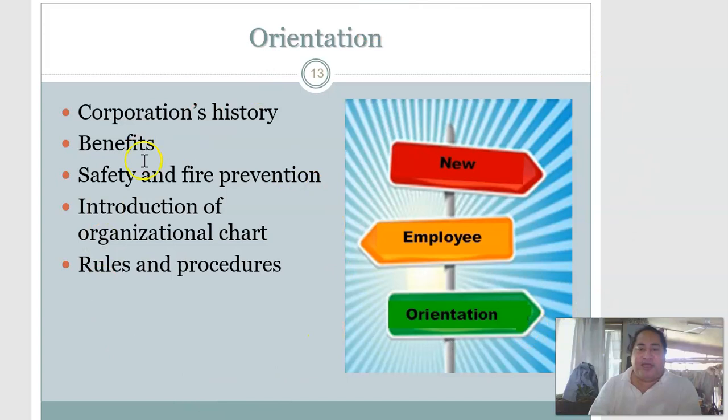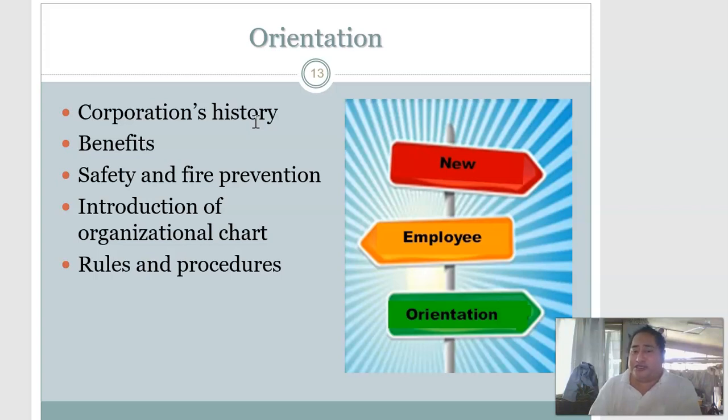So these are some of the areas. The corporate history, so the historical background of the organization. If you're joining a chain hotel, you need to know more about who owns the hotel, how the hotel started, its historical perspective. Then part of the orientation, induction, which means you being introduced to the organization. They tell you what benefits are available for you, safety and fire prevention, OHS, etc.